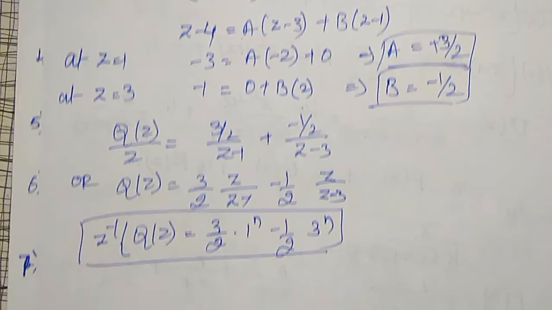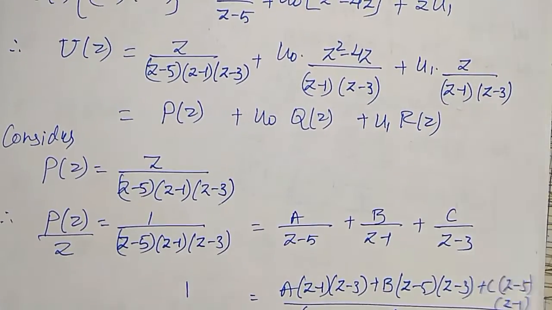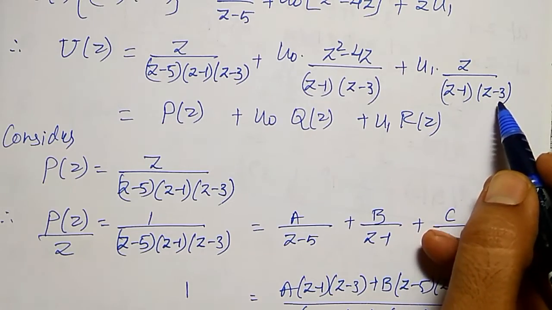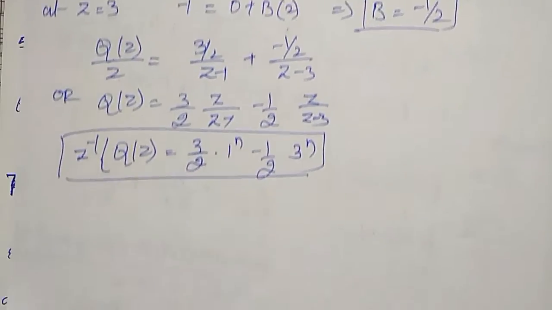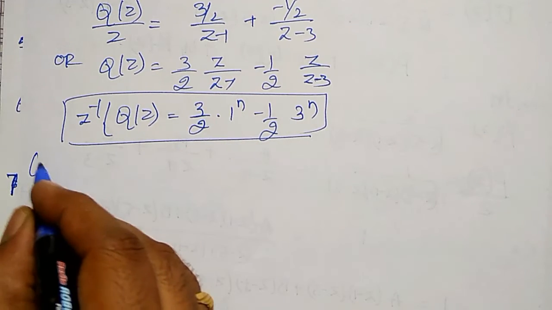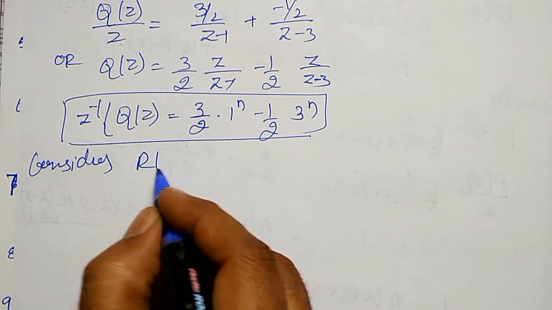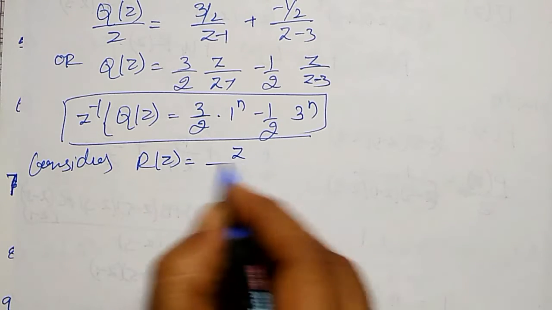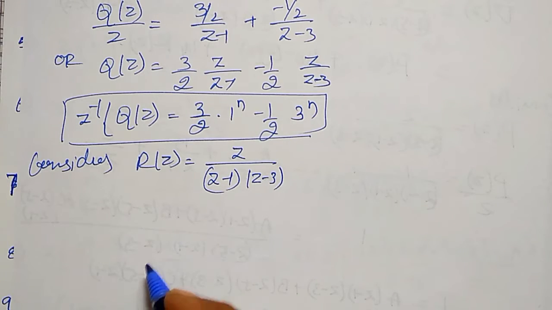Like that, one more third term is there. Its inverse transform I have to find out. That is nothing but z divided by z minus 1, z minus 3. I will call it r of z. Therefore, consider r of z is equal to z divided by z minus 1 into z minus 3.